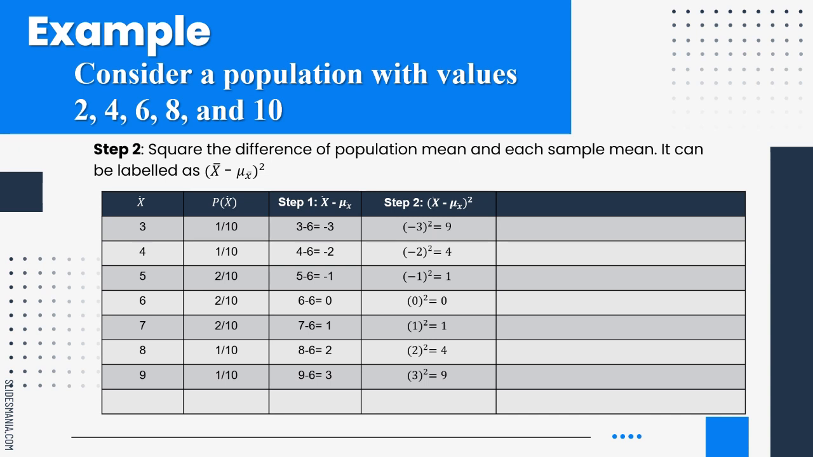Negative 2 squared is equal to 4. Negative 1 squared is equal to 1. 0 squared is equal to 0. 1 squared is equal to 1. 2 squared is equal to 4. 3 squared is equal to 9.